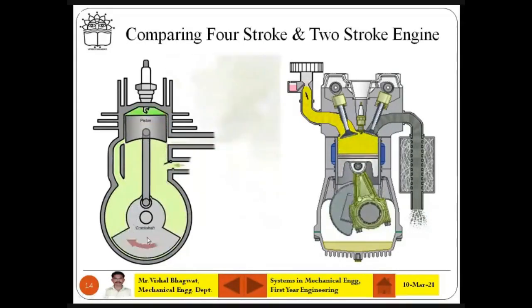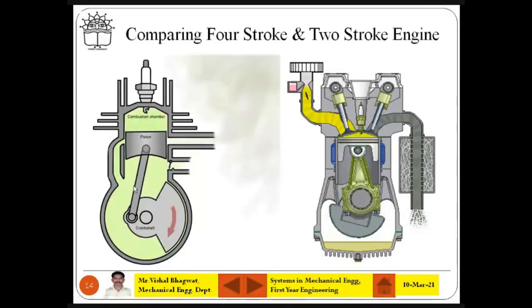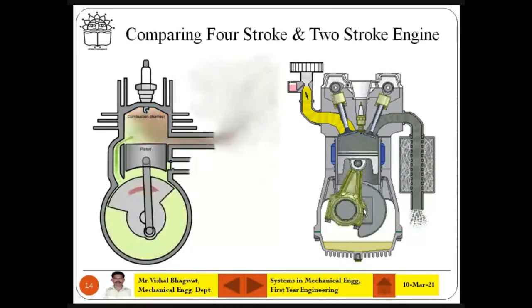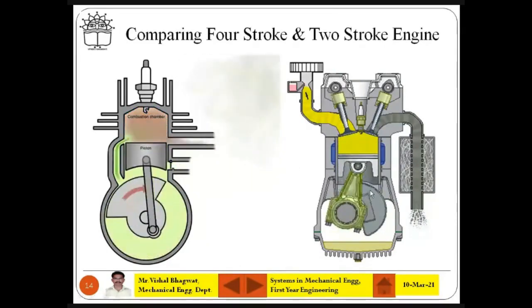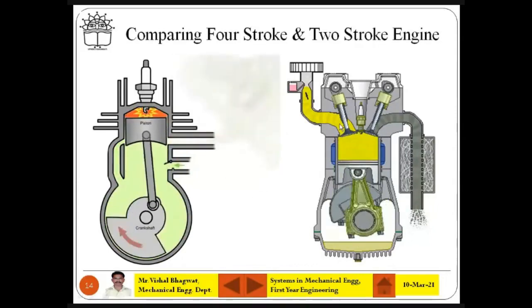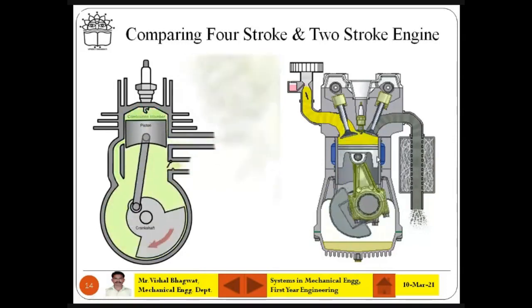For 180-degree rotation of the crank you will get 1 stroke. For the next 180-degree rotation you will get the second stroke. That is 2-stroke in the engine. Here in case of 4-stroke engine, you have 2 rotations of the crank and then you will get the 1 power cycle. Understand? You will get 1 power cycle.